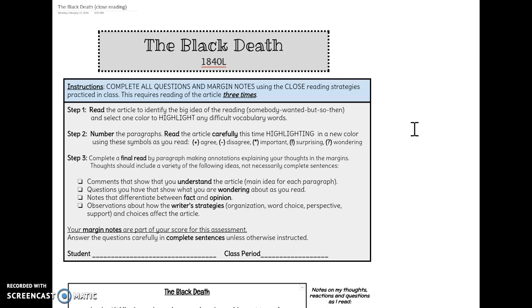And as you read, we've talked about how important it is to understand vocabulary. You're just going to highlight any vocabulary words that you don't know. So you're going to pick one color and highlight them in that color. When you get done with the reading, I want you to get one of your writing utensils, I don't care which color, and work on defining the words that you didn't know.